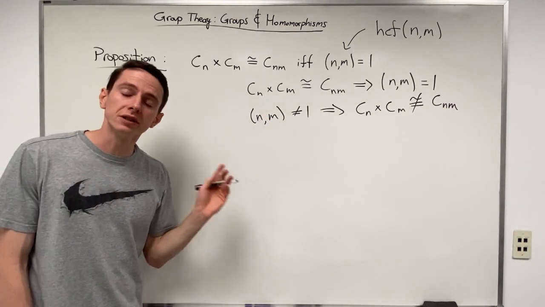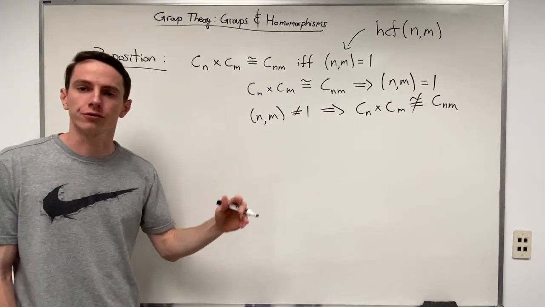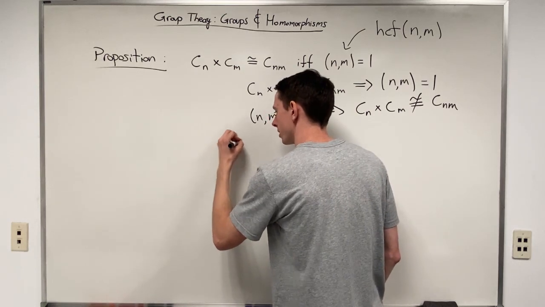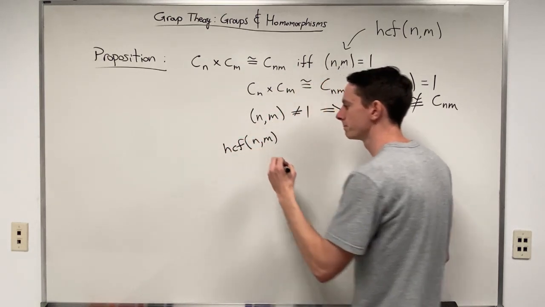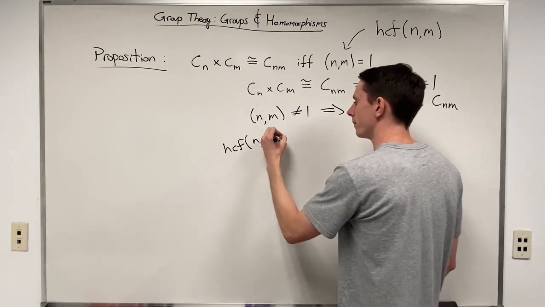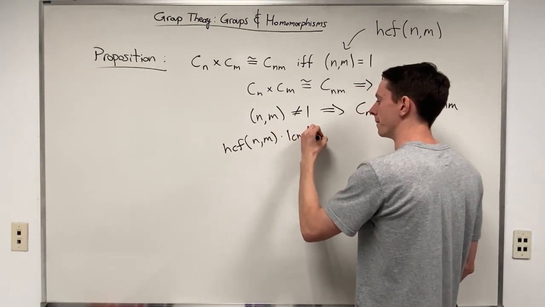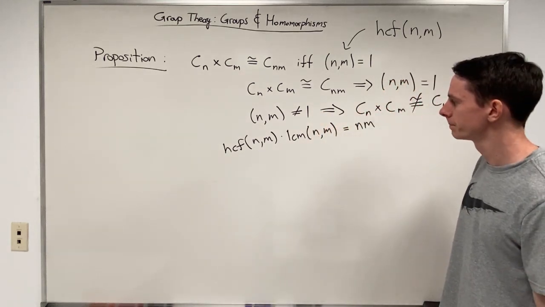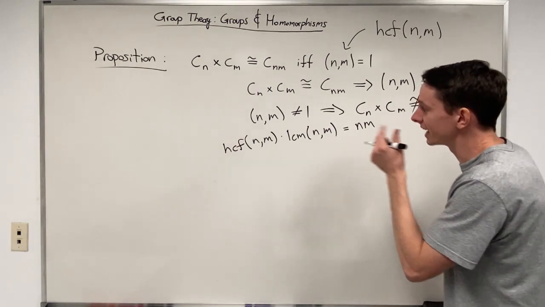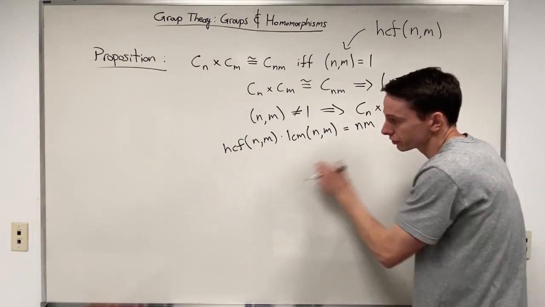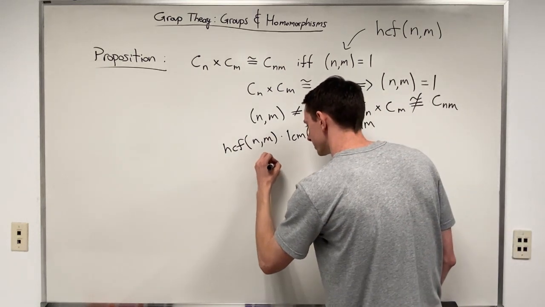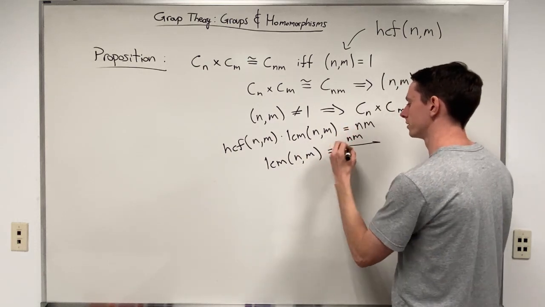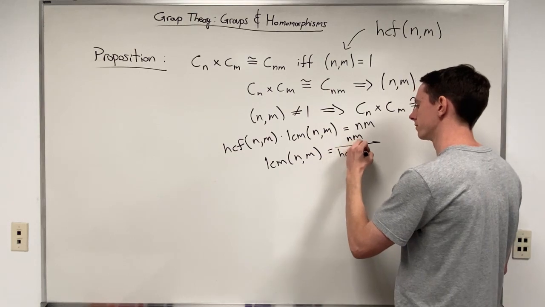And the way we can do this is I want to start by using a result from number theory. Let's remind ourselves of this: the greatest common factor, the highest common factor between n and m, if we multiply it by the least common multiple between n and m, that necessarily needs to equal the product n times m. And let's say I just isolate the least common multiple. I divide the greatest common factor over to the other side. So I would have that the least common multiple of n and m is the numerator, n times m, divided by their greatest common factor.